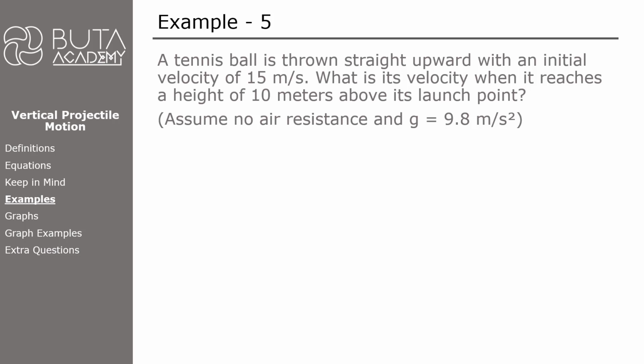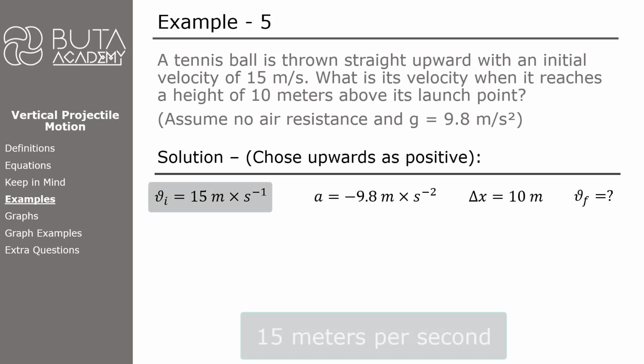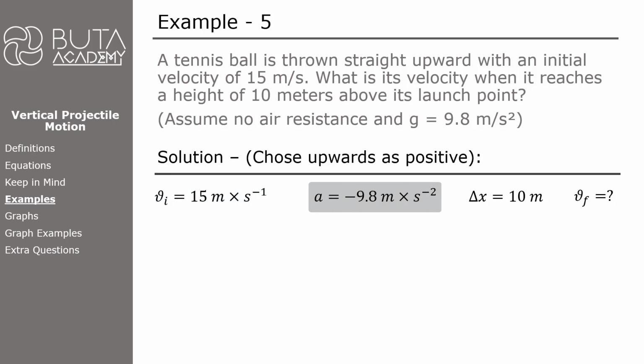As we've seen in the previous questions, first we choose the direction of initial velocity as the positive direction. The magnitude of the initial velocity is 15 meters per second. Acceleration is negative 9.8 meters per second square as it is acting downwards. We are asked to calculate the final velocity when the displacement of the ball is 10 meters.